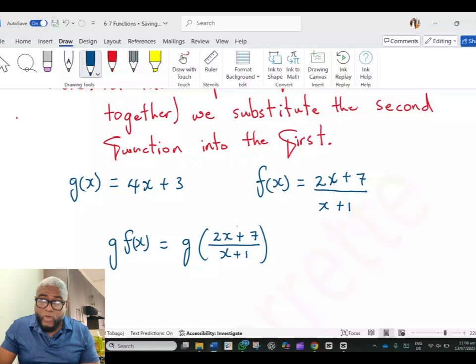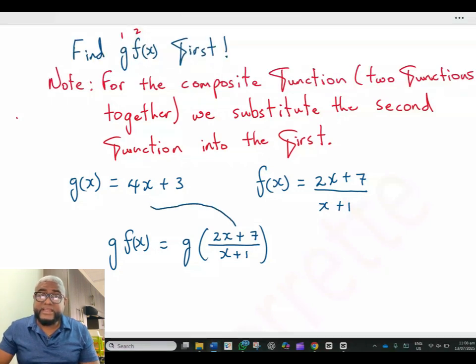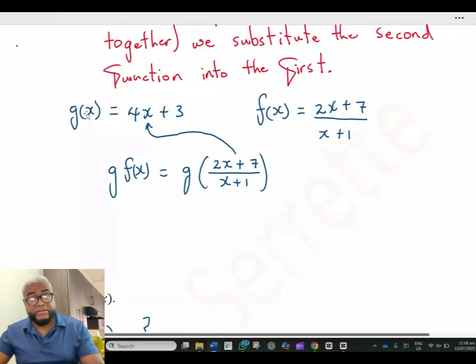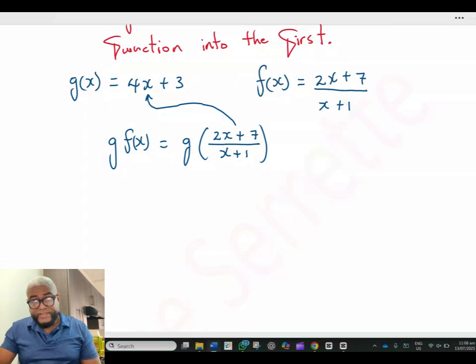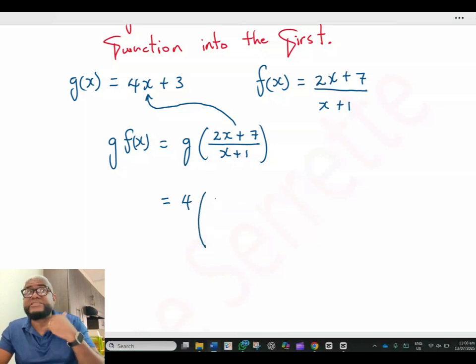So watch it. You see this whole thing here in the bracket? This is taking the place of x here. You all see that? You see how the arrow pointed? So you have to lock in here, people. So this g of this whole thing will be equal to 4 by, instead of putting x, what did I just say we are putting?